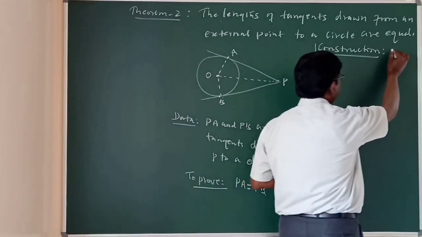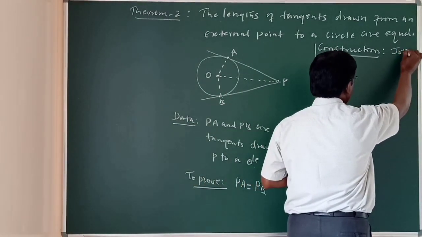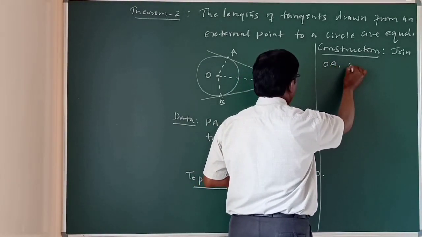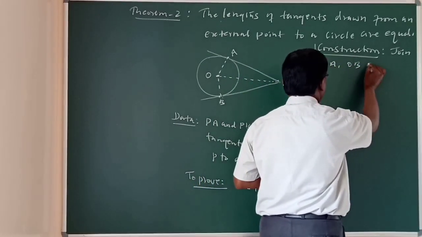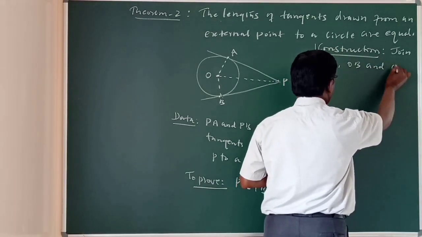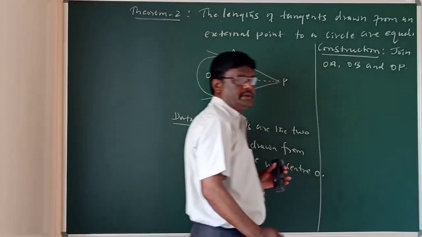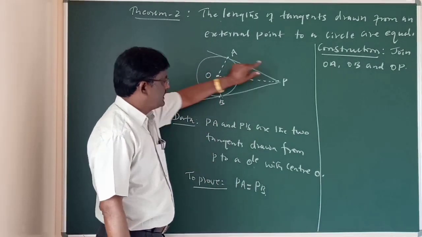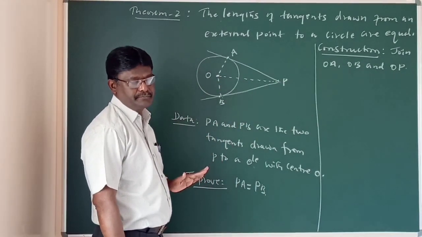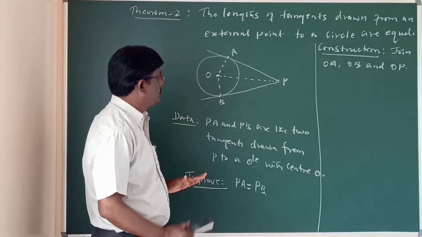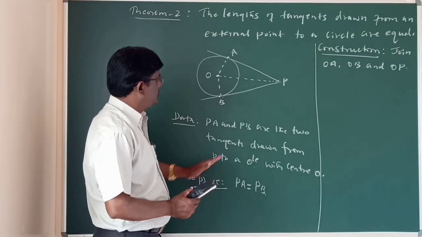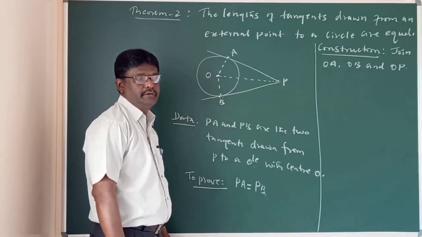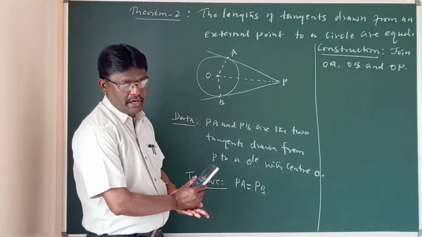Join OA, what is that? Radius. OB, radius, and OP. What is OP? It is the line joining the center and the external point. Okay. Now, what we have to prove? PA equal to PB.